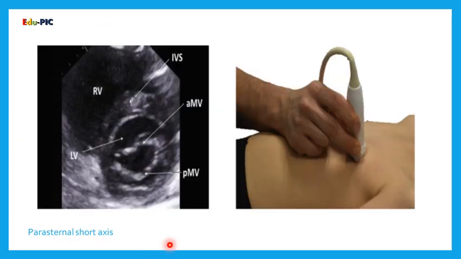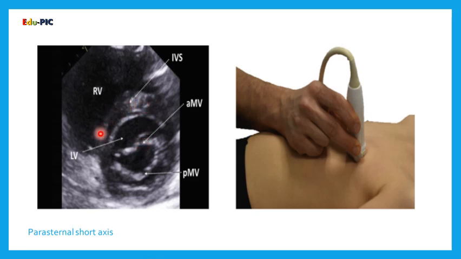And here to obtain the short axis view, parasternal short axis. From the long axis view, we just rotate clockwise and make the knob towards the patient's left shoulder again. Then you can obtain this view. So you cut the heart in the short axis at the level of the mitral valve.